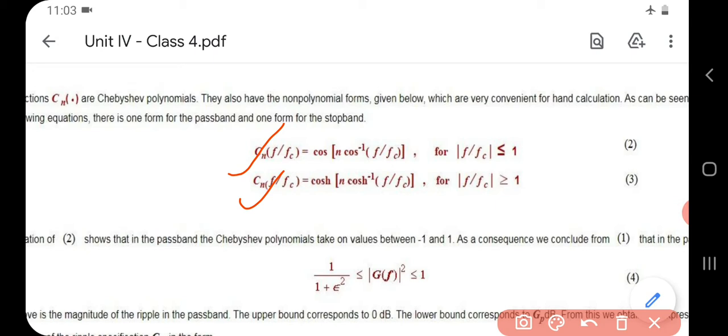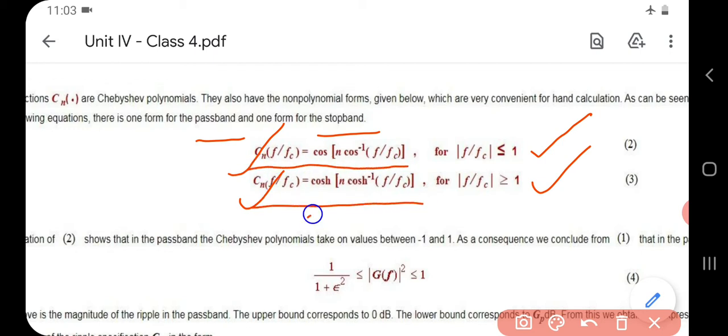This one stands for the expression for Chebyshev polynomial Cn in the passband, and this one stands for the expression for the Chebyshev polynomial in the stop band. One is expressed in a cosine function, whereas the other one is expressed in a hyperbolic cosine function, cosh, and the limit is also given. So this Chebyshev polynomial Cn is different for passband and stopband, and their expressions are given by this.